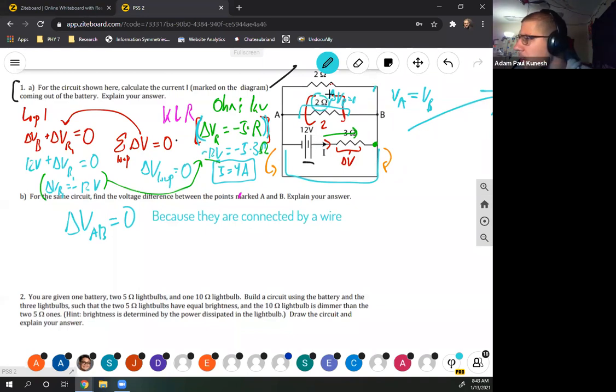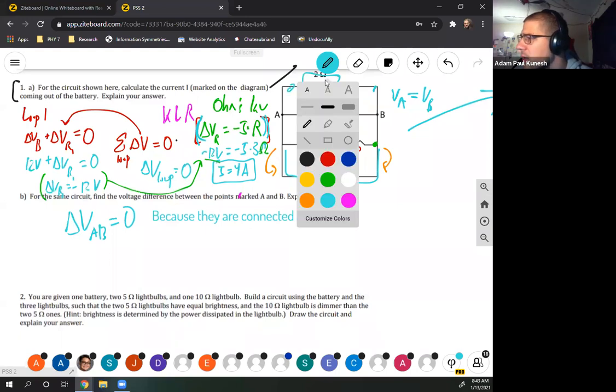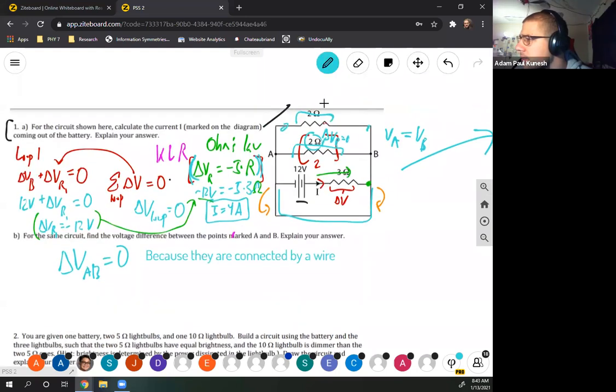Similar logic applies for this upper branch. The change in voltage here is also 0, because this point and this point are also connected by a wire. So their change in voltage is 0, which means that the current through both of these upper branches is actually 0. All of the current is sapped by this short wire. All of the current goes through this region of 0 resistance.